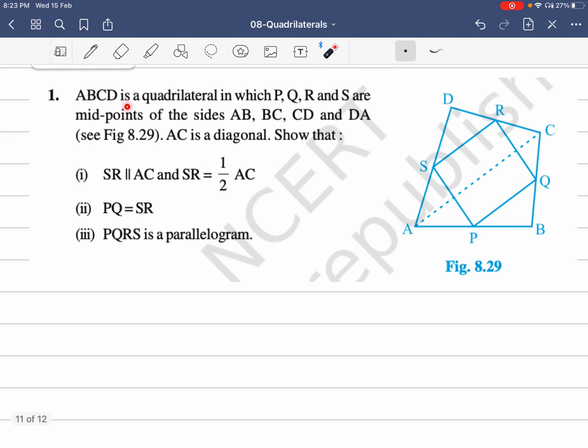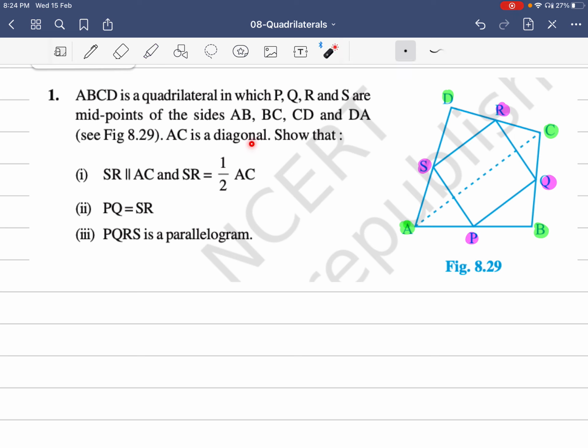ABCD is a quadrilateral in which P, Q, R, S are the midpoints of the sides AB, BC, CD and DA. So let's try to understand the figure. We have this ABCD as a quadrilateral, and it's a random quadrilateral, not a very specific quadrilateral. And we have this PQRS, which are midpoints of the respective sides. Quite simple and straightforward.